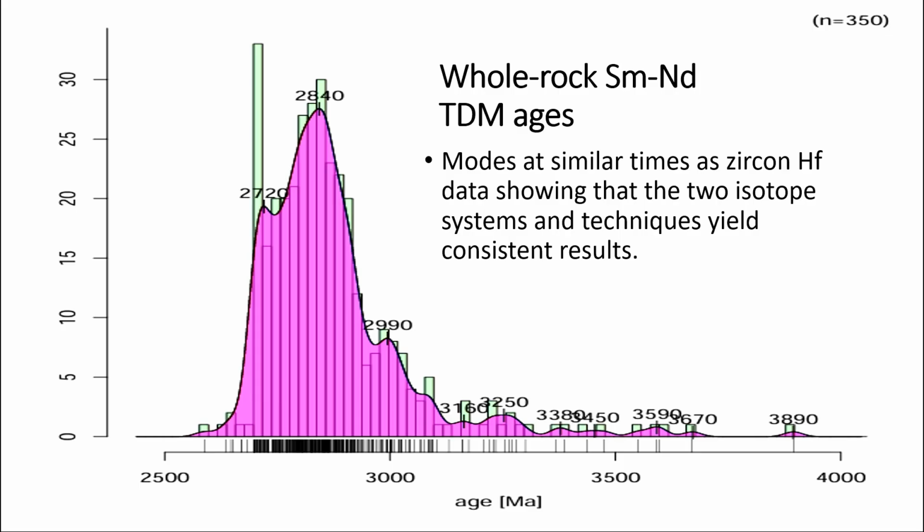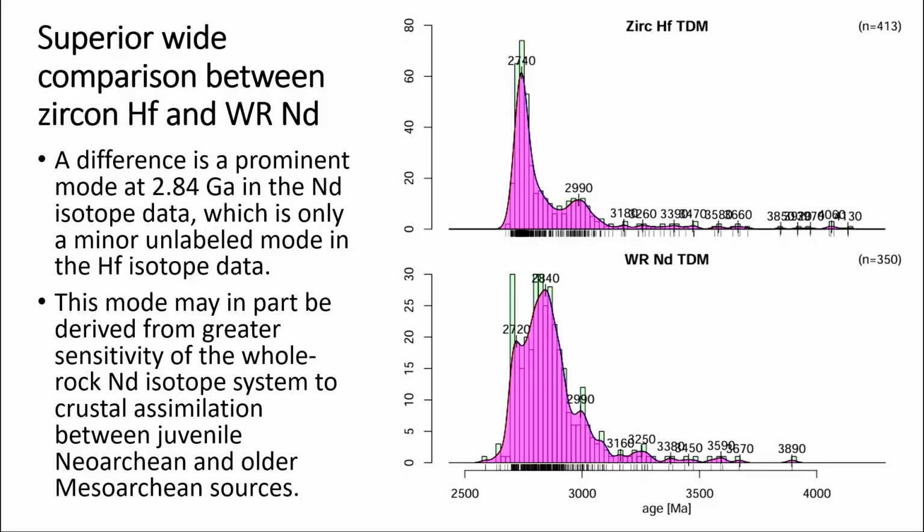So the KDE for the whole rock model ages, modes are pretty similar to the zircon hafnium, showing that the two isotope systems yield consistent results. However, there is a prominent mode at 2.84 in the whole rock neodymium data, which is only a minor unlabeled mode in the zircon hafnium isotope data, which may in part be derived from greater sensitivity of the whole rock neodymium isotope system to crustal assimilation between juvenile Neo-Archean and older Mesoarchean sources.